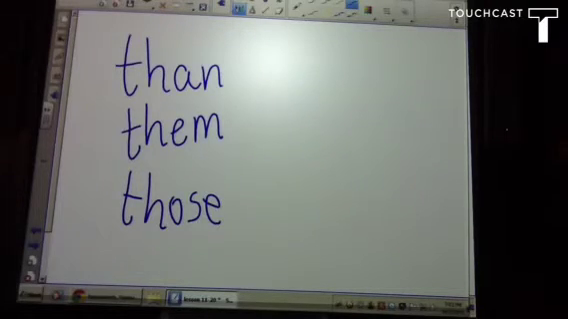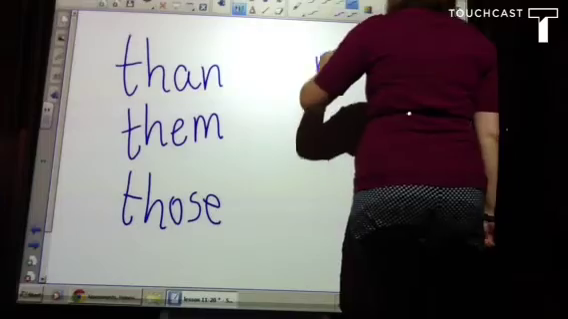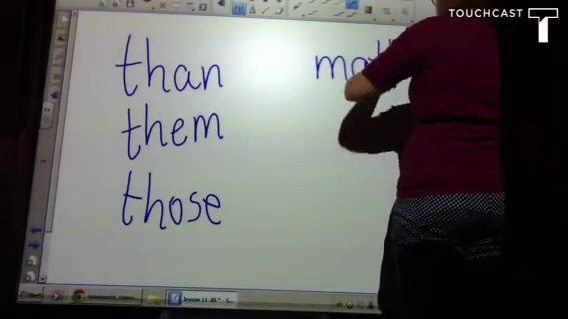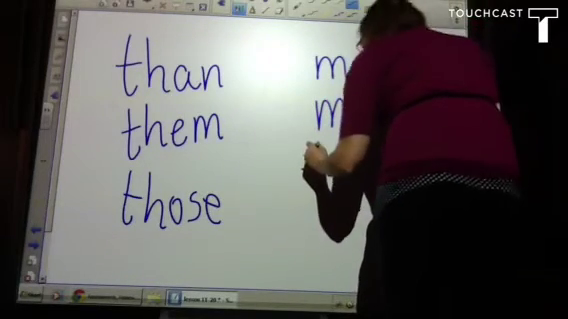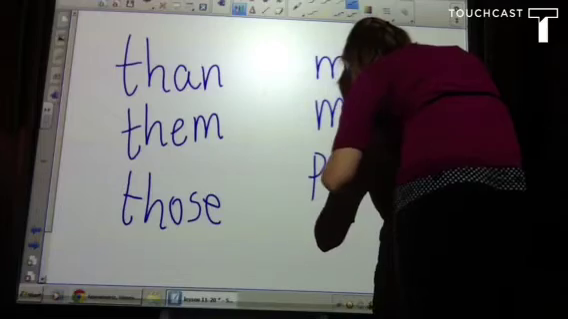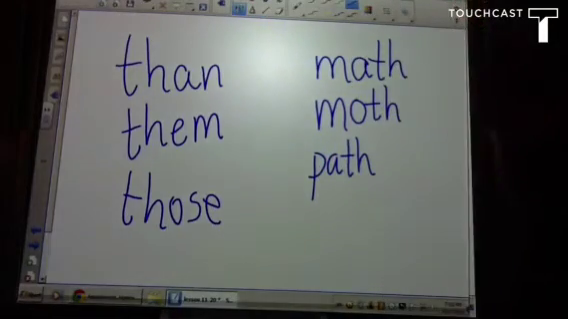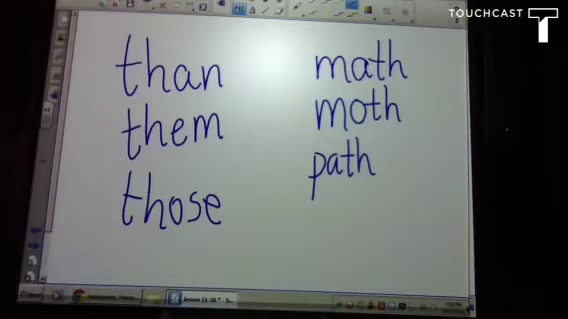Now, echo these words and listen to the sound at the end or final position. Math. Moth. Path. Let's look at these words. Can you tell what is making the sound in these words? Is it the TH? That's right.